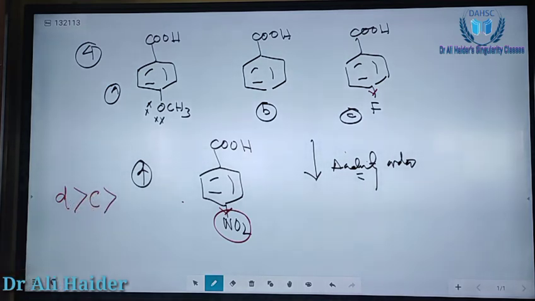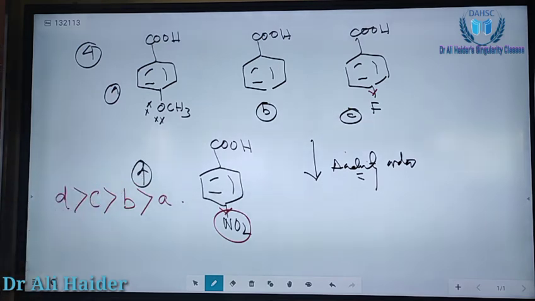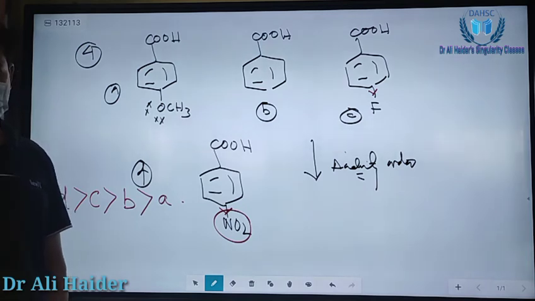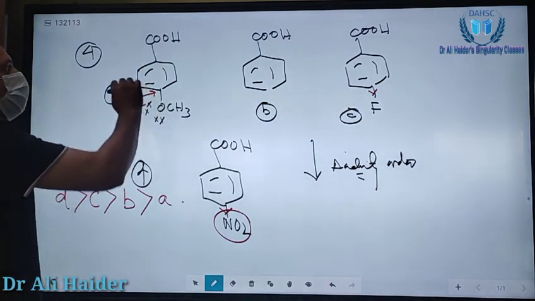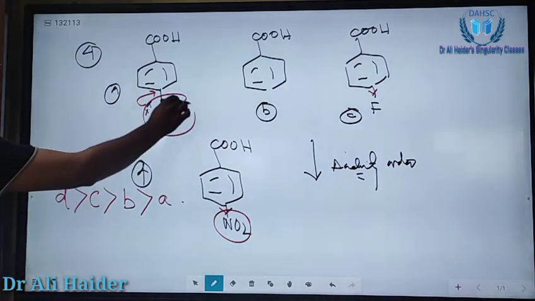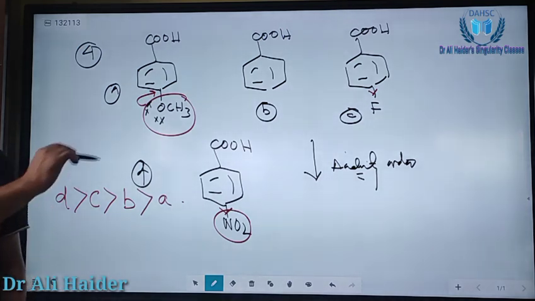Then what about A and B? Which will be more acidic? A or B? B. I'll tell you why. This OCH3 group is an alkoxy group. It is electron donating. This will give electrons to the ring. As a result, the OH bond will be strong, so it will not easily lose the H plus. You got it? This alkoxy group is an electron donating group. It will show plus R effect, plus resonance effect. It will donate electrons.